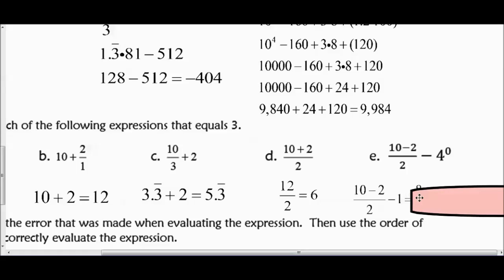10 minus 2 is 8. We'll divide that by 2. That gives us 4. And 4 minus 1 is 3. So the first one and the last one are equal to 3.